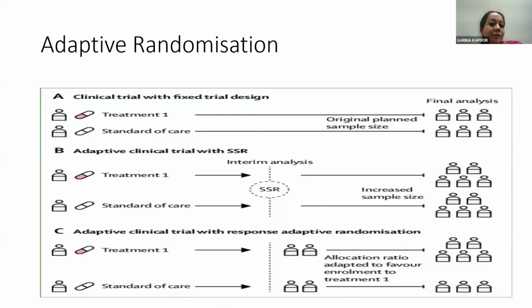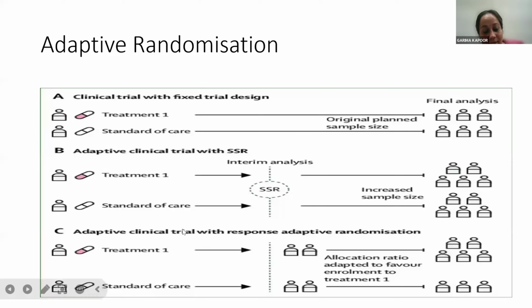Then comes adaptive randomization. Now, what do we mean by adaptive randomization? Basically, we are in tune with the fixed clinical trial design, where I start with a treatment group and a control group. This is my original planned sample size, and we go ahead with a final analysis. But this is not what happens in reality. A very good example was this article itself. So what are the ways in which you need to adapt your clinical trial as it progresses?